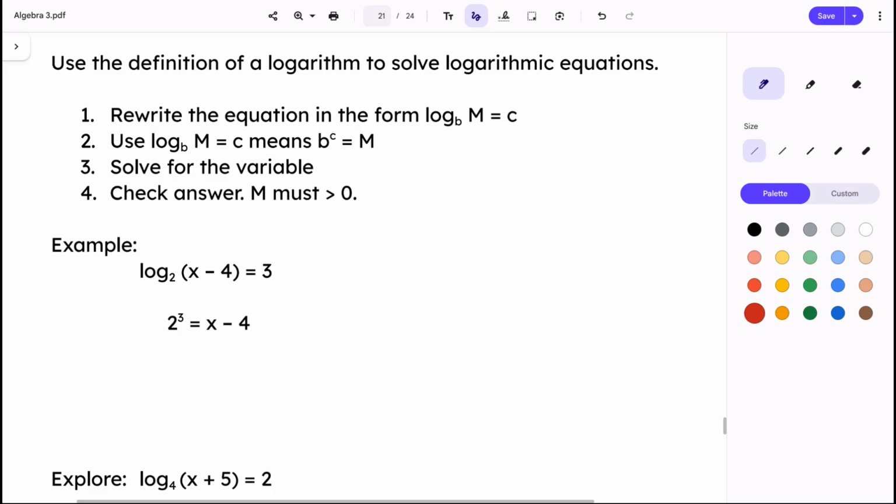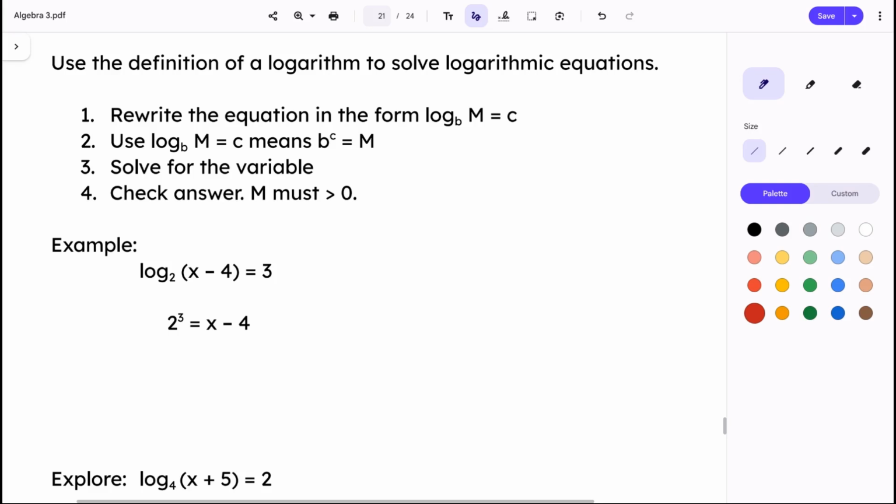Now, when we do these, we will want to be a little bit careful with our answers at the end. We want to make sure that whatever we get for our variable that we solved for, when we plug it back into the logarithm that we began with, we don't get a negative number inside of our logarithm.